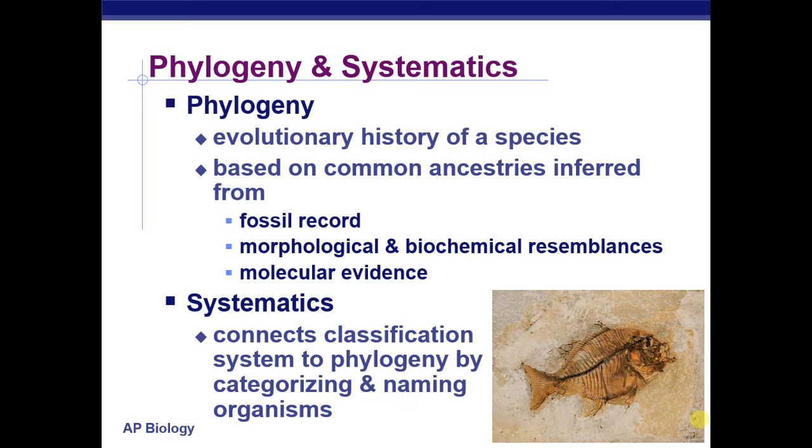Systematics, on the other hand, is similar, but it connects and classifies systems in phylogeny by categorizing and naming the organism. So it specifically has to do with what's the name of the categories and the different organisms.